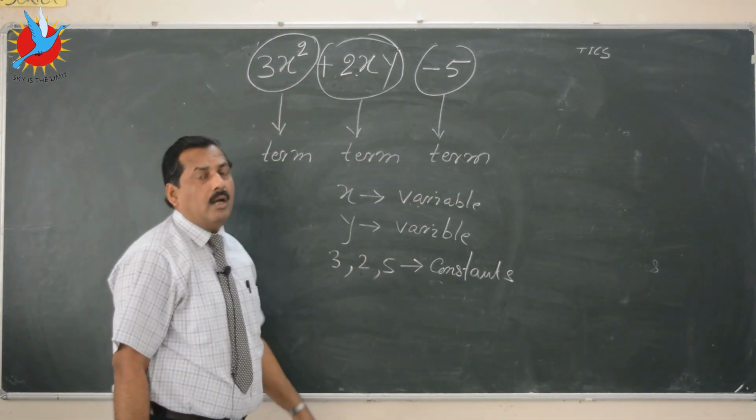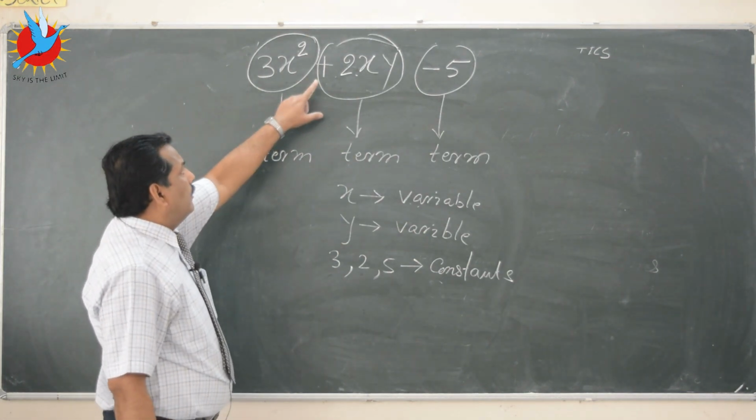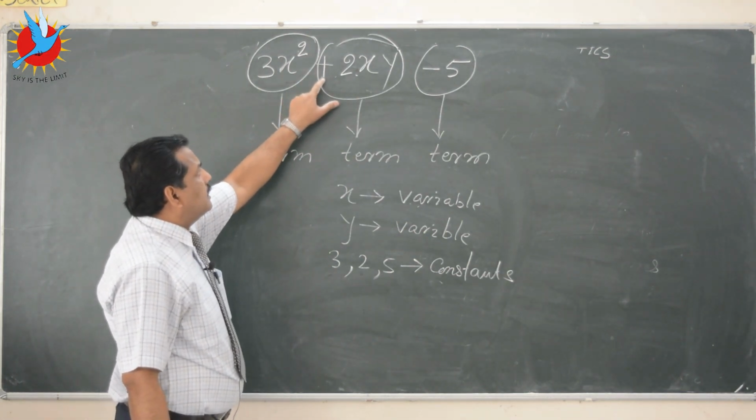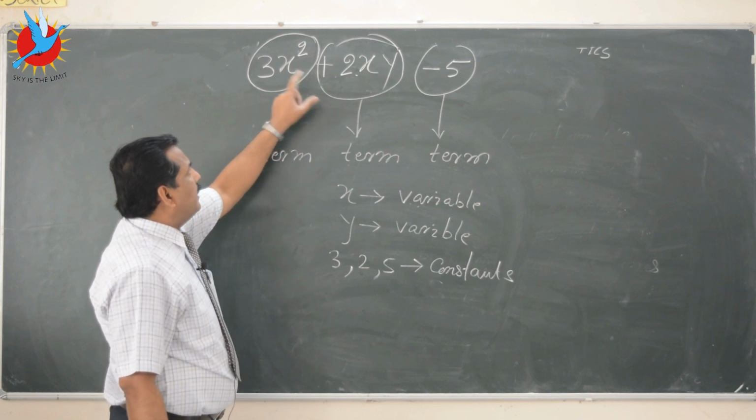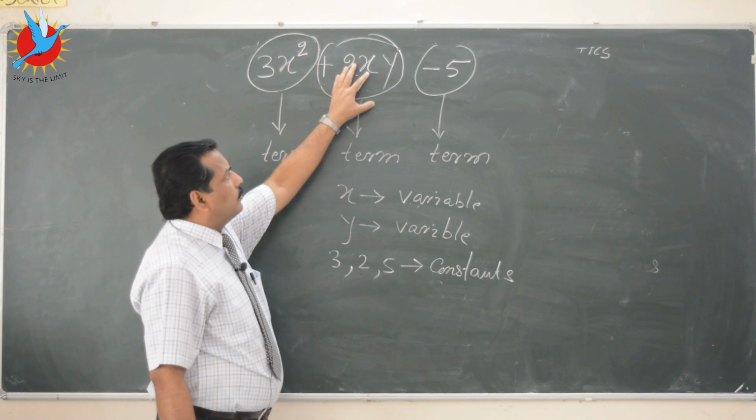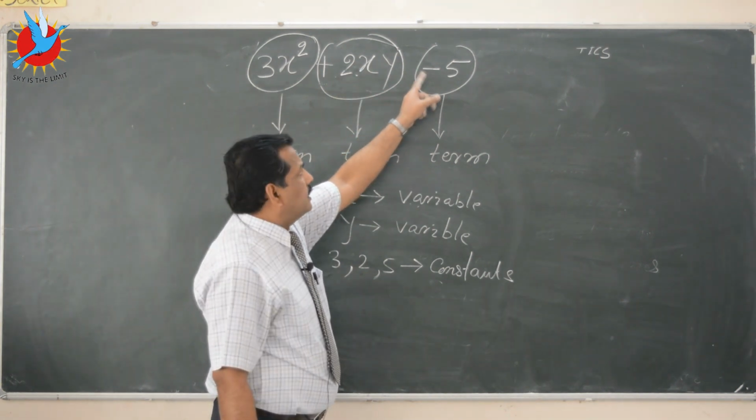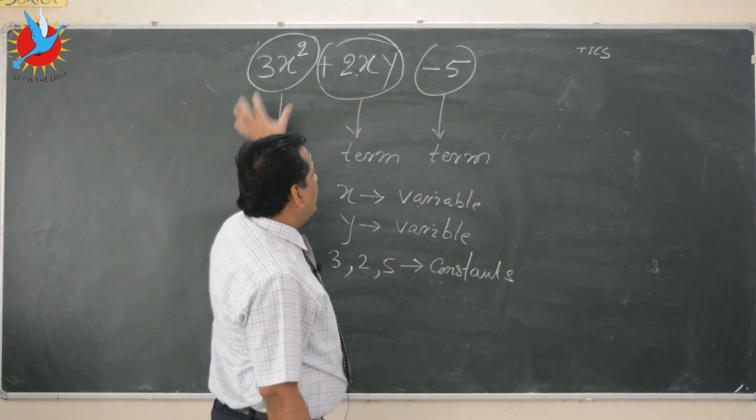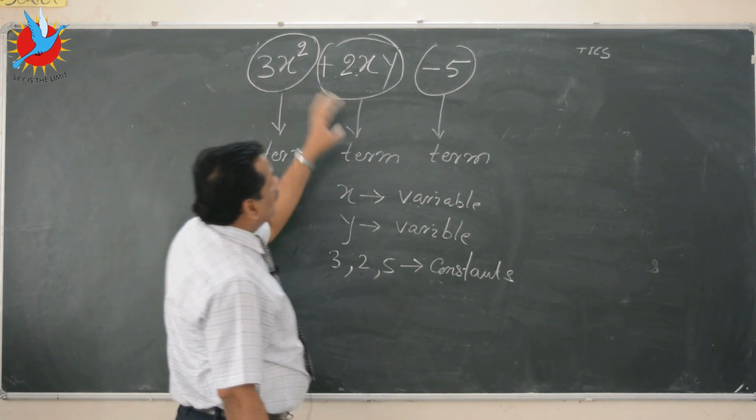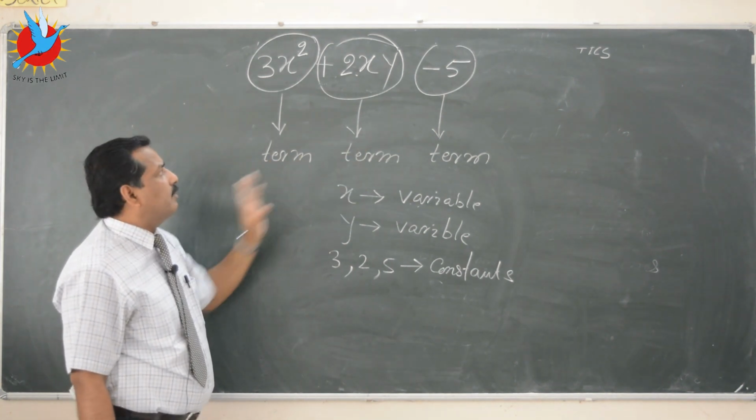So how to identify or count the number of terms? See it here, this is a plus sign, meaning it is separating two terms. So term 1 and term 2, and then this minus sign is again here. So this is another term. So we can identify the number of terms in an algebraic expression.